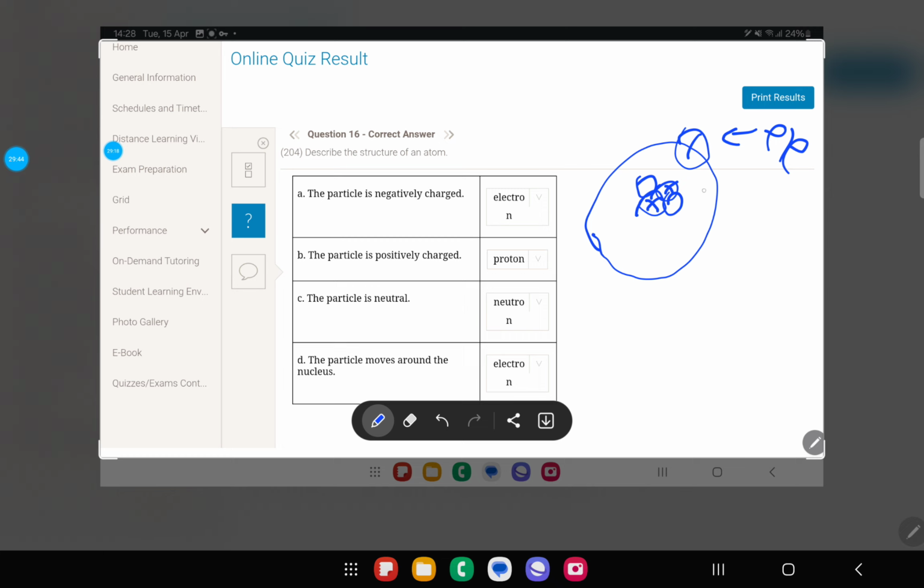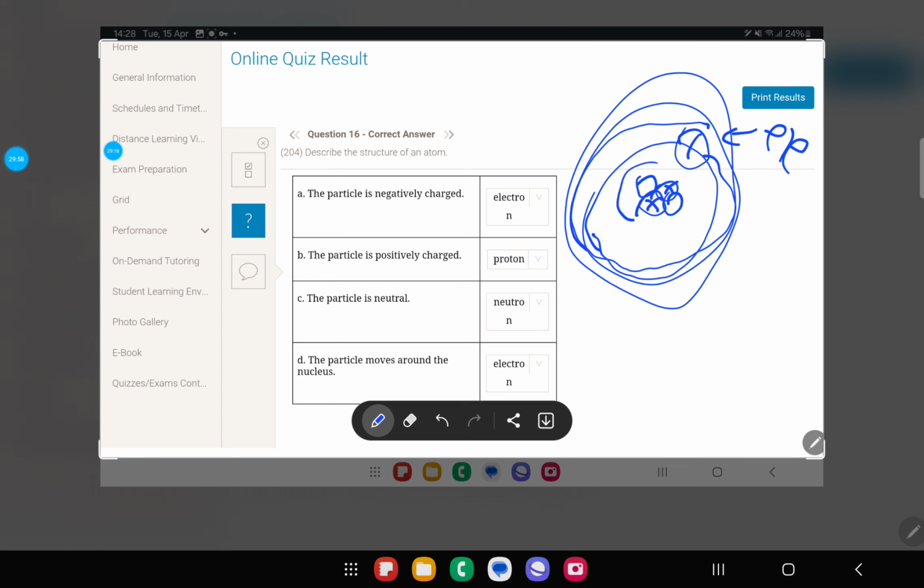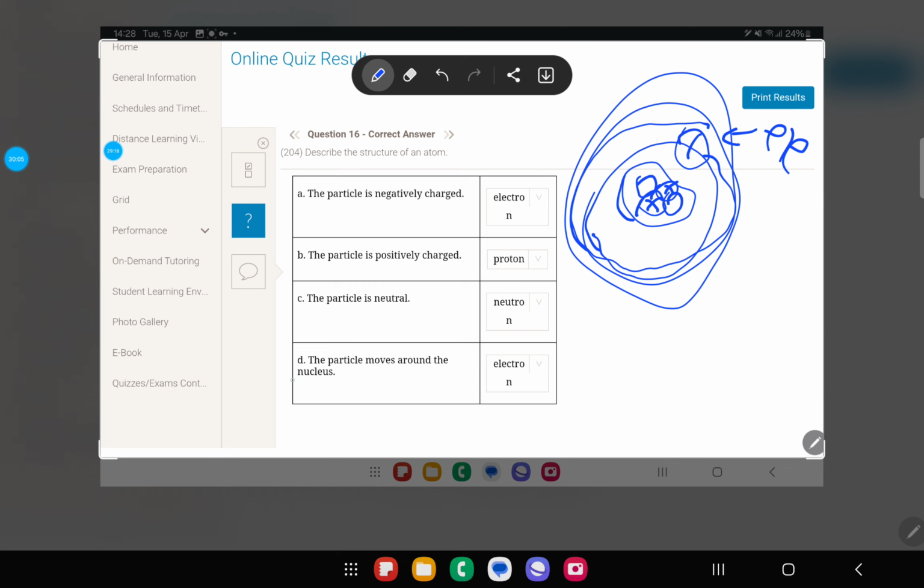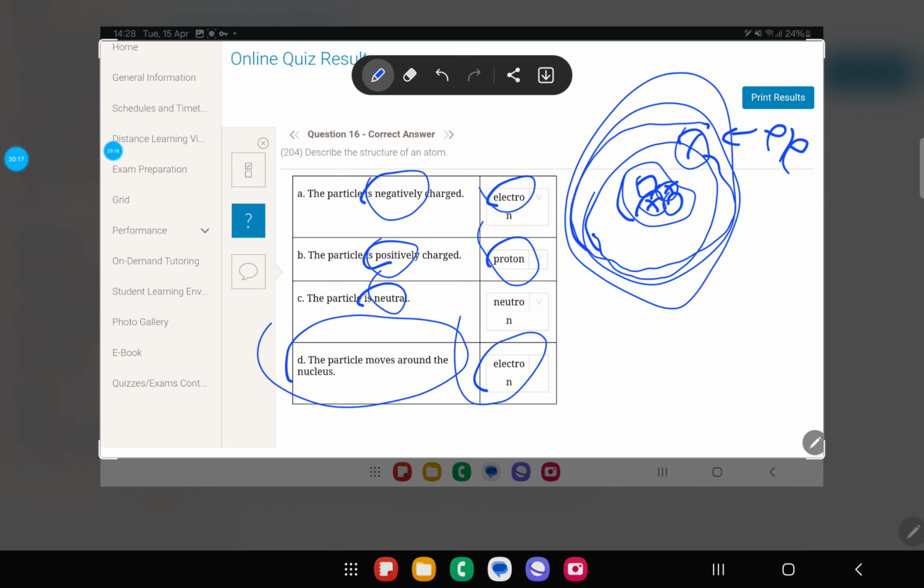So this is basically the normal structure of an atom. The electron is usually orbiting around the nucleus. So it's the only one moving around, while the protons and neutrons are in place. So the particle that moves around the nucleus, yes, electron is the only one that does that. Neutron, as we said, is neutral, protons positive, and electrons negative.